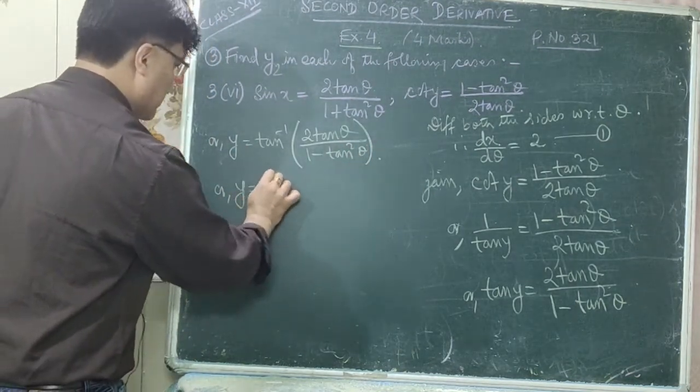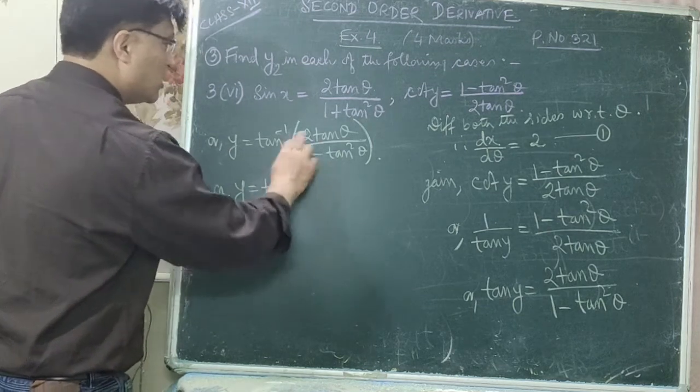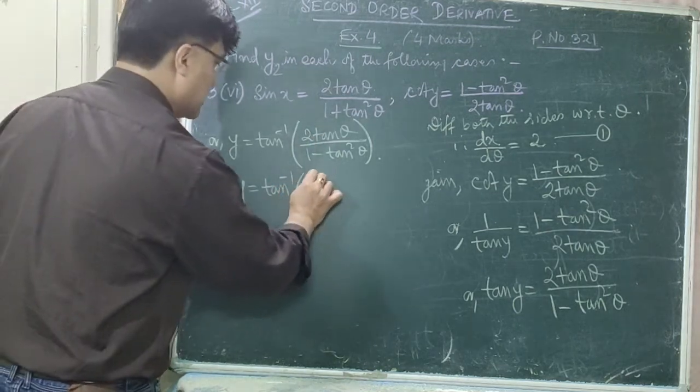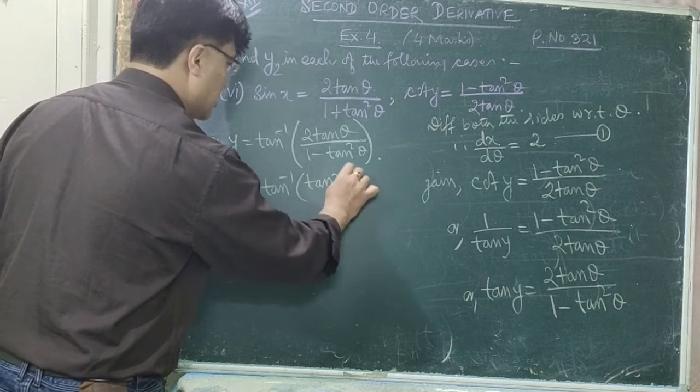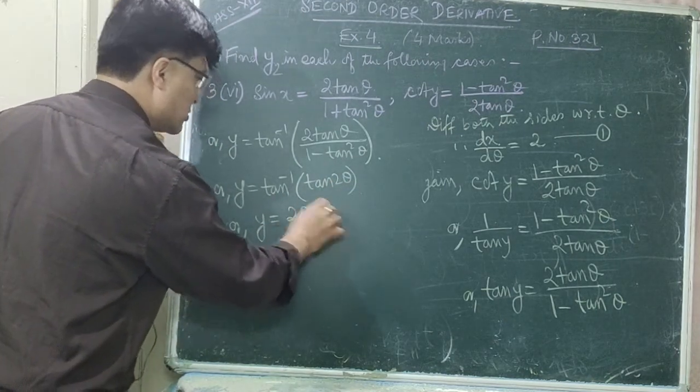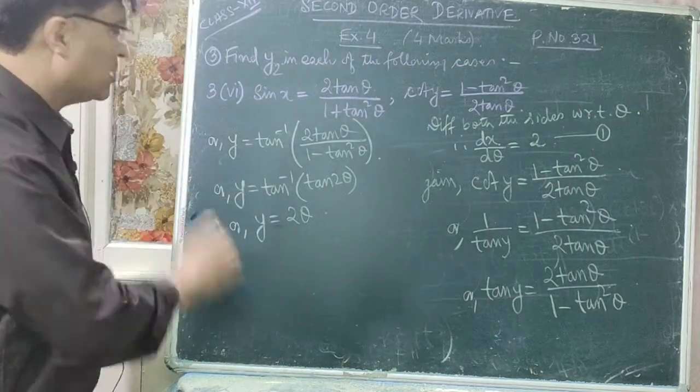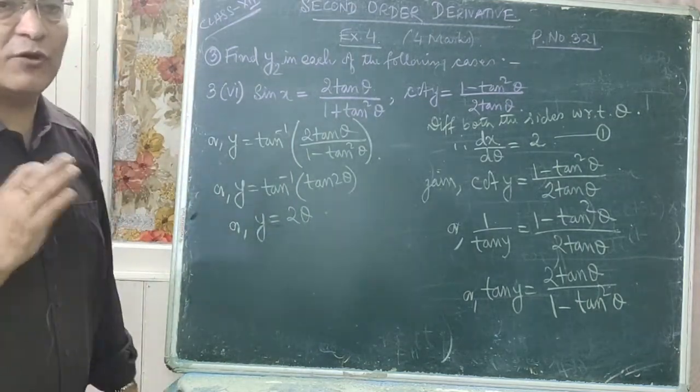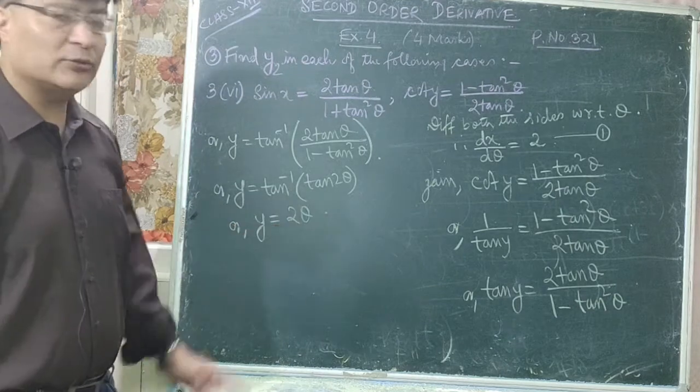Or y is equal to tan inverse. So what is 2 tan theta upon 1 minus tan square theta? This is your tan 2 theta, okay? Or y is equal to tan inverse tan 2 theta is 2 theta, okay? So this is the simplified form for the function of y, that is y is equal to 2 theta.